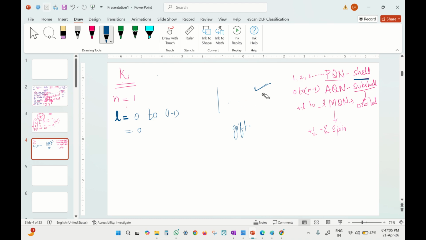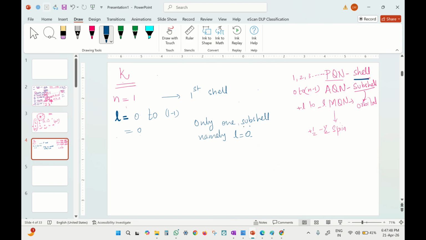Something like on your TV, earlier we used to have channels. There will be a channel numbered 0. Here also there is a subshell numbered 0. The 0 here does not represent a quantity. Got it? Okay. So the first shell has, can we say, only one subshell, namely l is equal to 0. Understood?